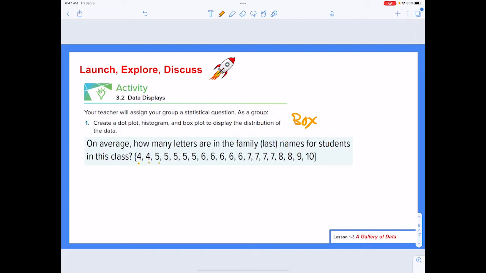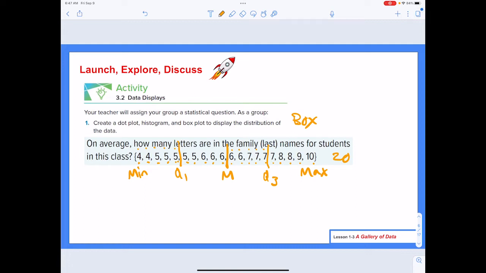We have 1, 2, 3, 4, 5, 6, 7, 8, 9, 10, 11, 12, 13, 14, 15, 16, 17, 18, 19, 20. So because I have 20, I'm going to find 10 and split that. 1, 2, 3, 4, 5, 6, 7, 8, 9, 10. So my median is going to be here. Now I'll find our Q1, which is the middle of this one. So 1, 2, 3, 4, 5. So my Q1 is here. 1, 2, 3, 4, 5. Q3 is here. We have our minimum here and our maximum here.